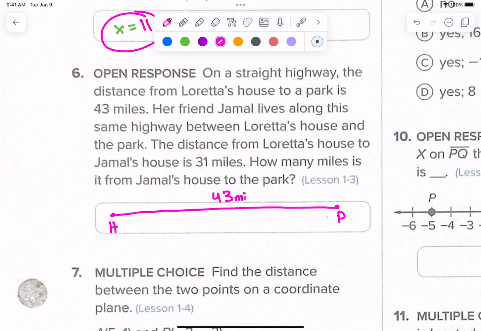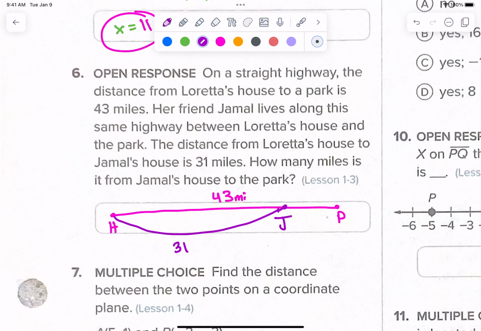Her friend Jamal lives along the same highway between her house and the park, right? The distance from Loretta's house to Jamal's house is 31 miles. Does Jamal live closer to her house or closer to the park? He lives closer to the park, right? This is 31, and if the whole thing is 43, then he lives closer to the park.